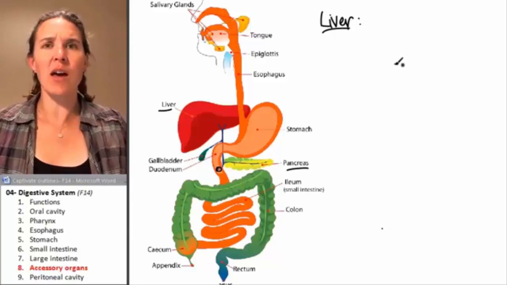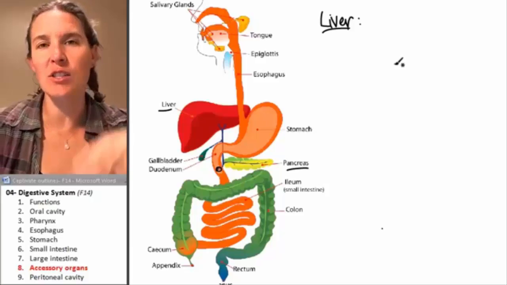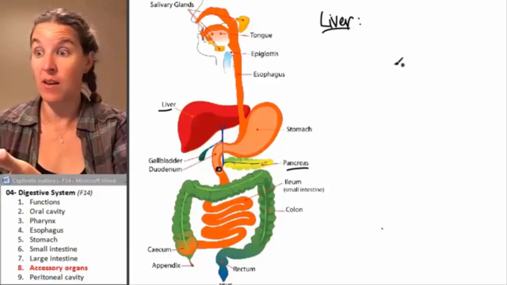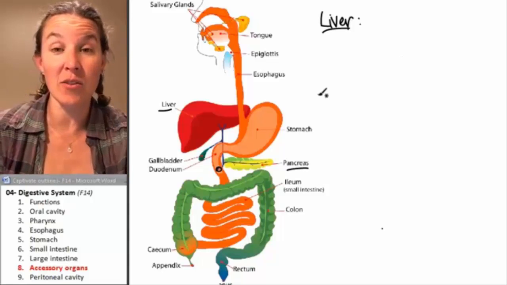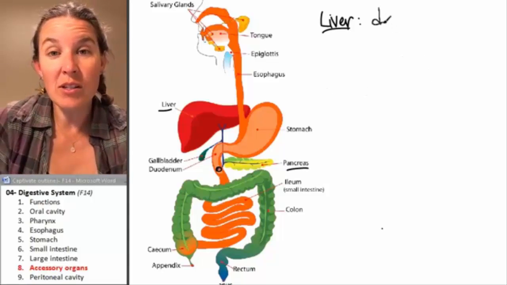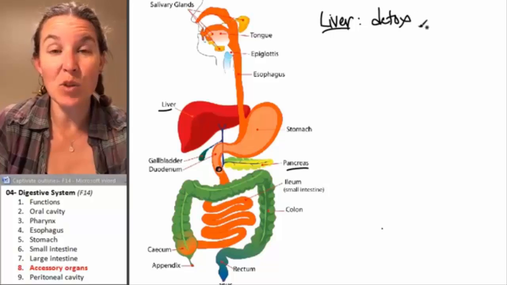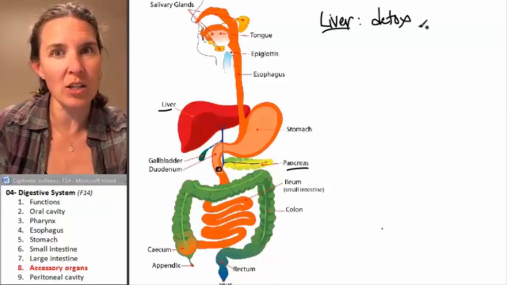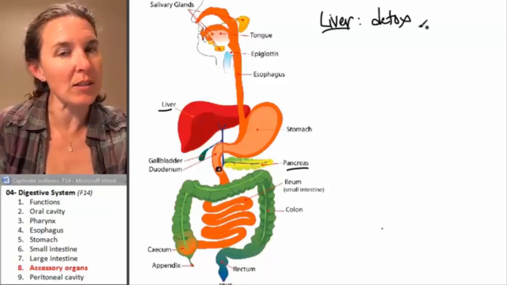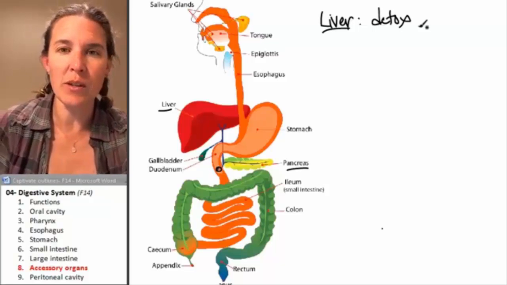And why would it do that? What's the functional significance of the fact that the plumbing is set up so that all that blood goes to the liver first? Well, the liver is involved in detox. So it basically filters out your blood to make sure that you have not ingested any poisons. Thank you, liver, for doing that.